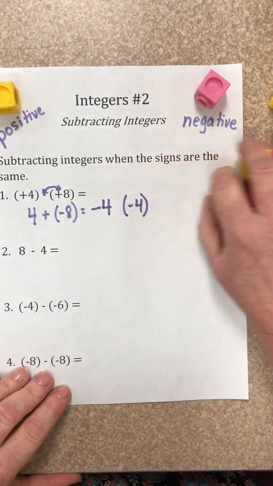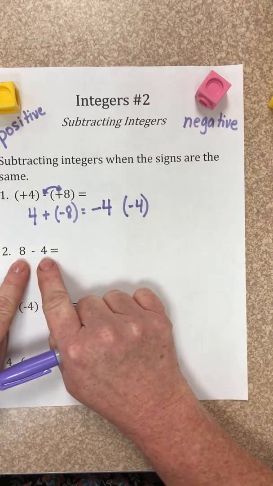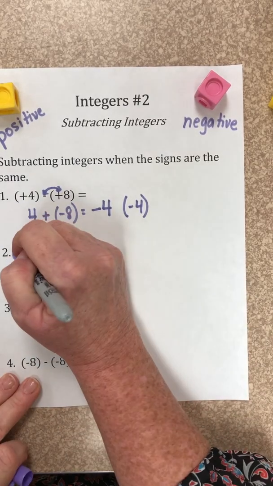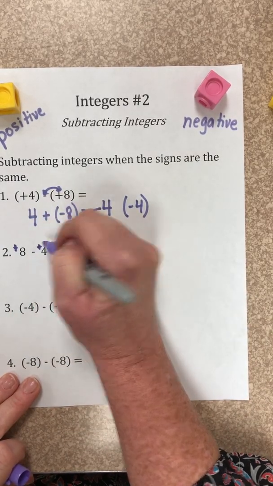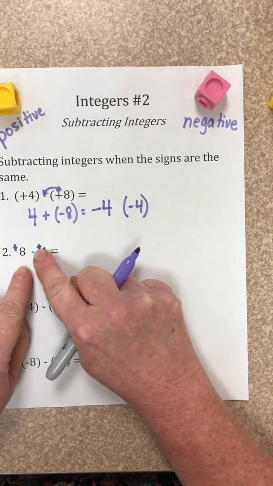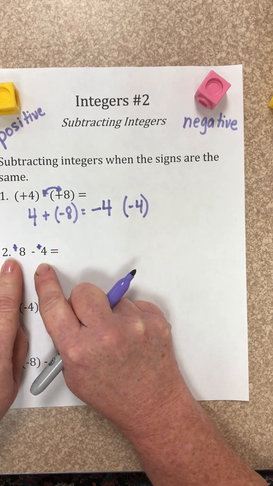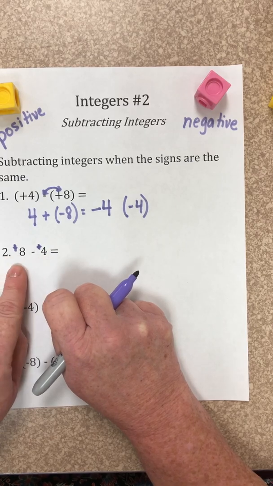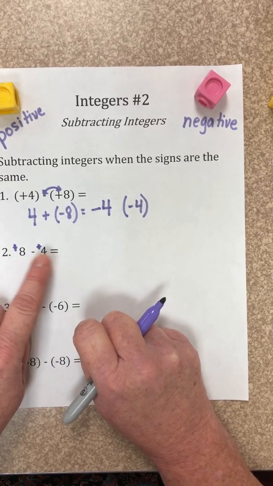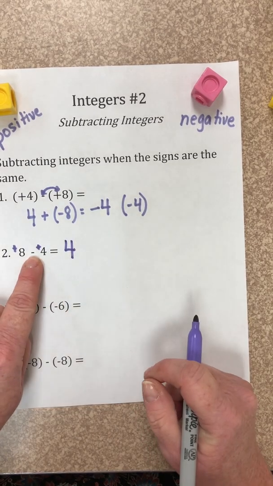Okay, let's look at the next one. This is 8 minus 4. Both of these are positive numbers, and if you want to put a plus sign by them, you can. Would I want to switch these two out, like I did in the first one? Because we've done this kind of work at the elementary level. 8 minus 4. This is a positive 8. This is a positive 4. 8 minus 4 is 4. There's no need to switch those.